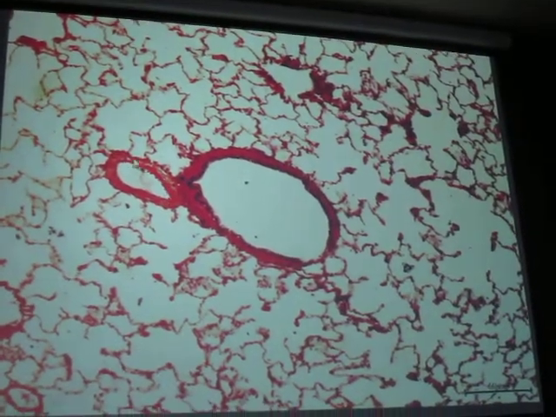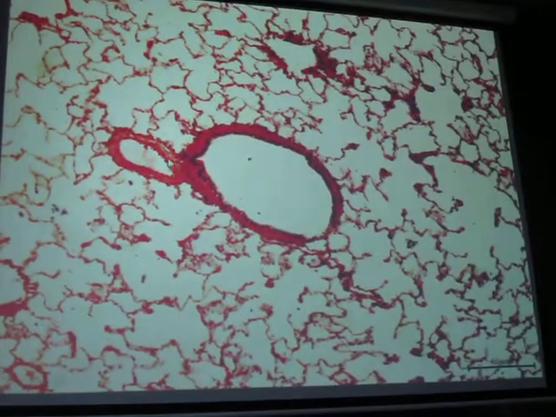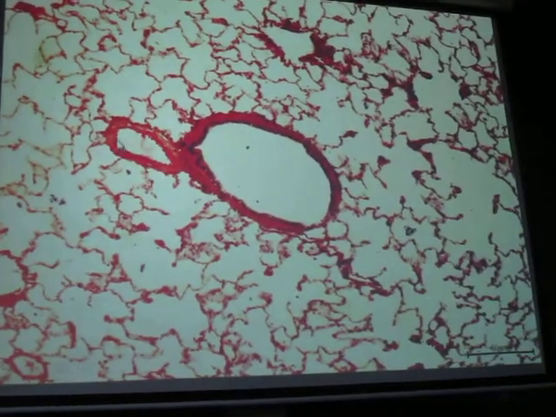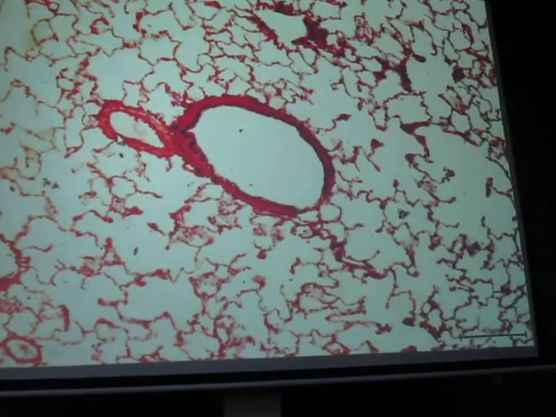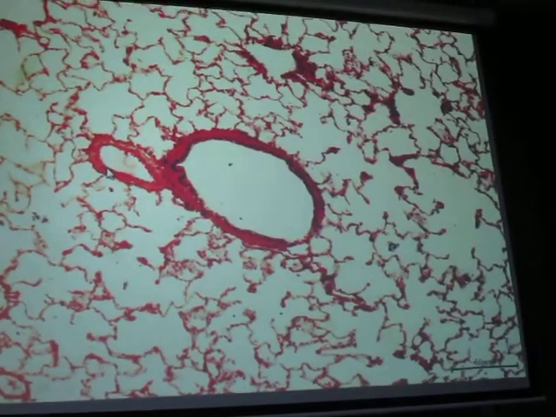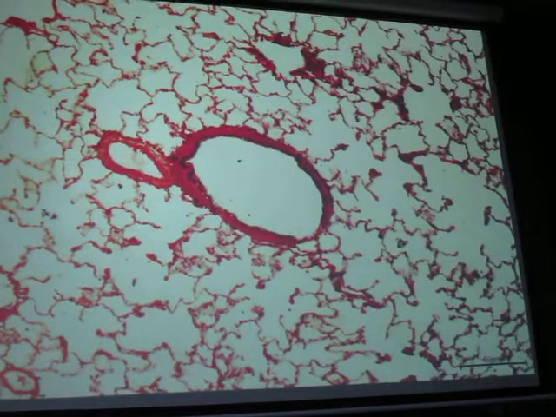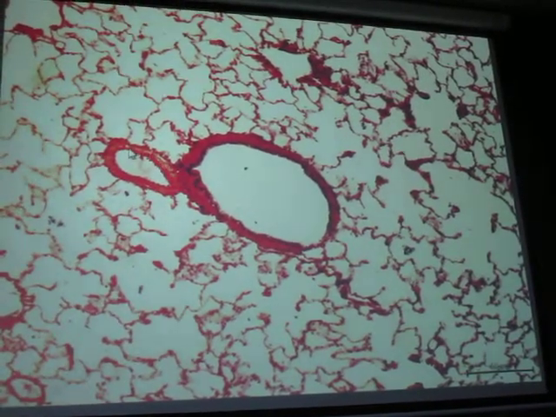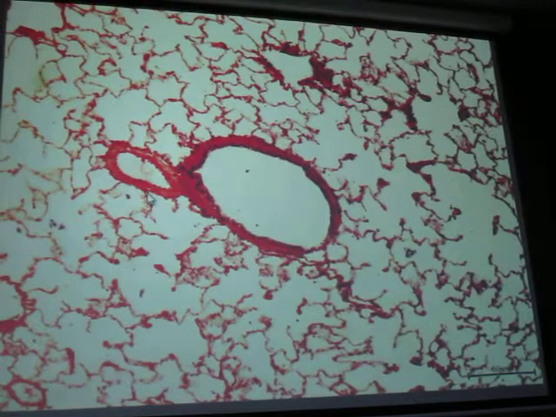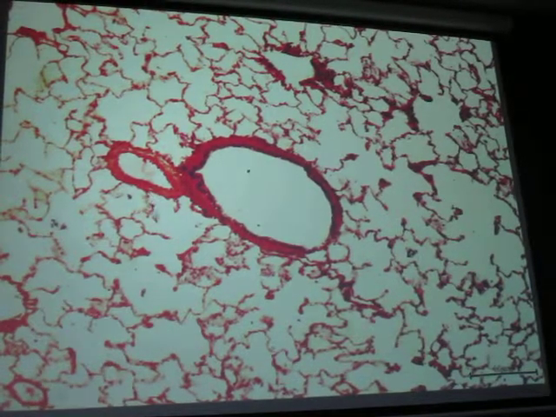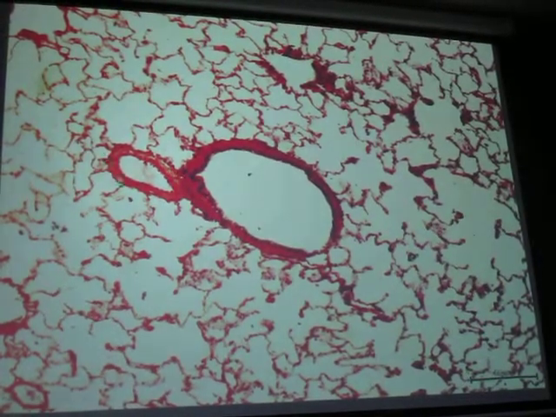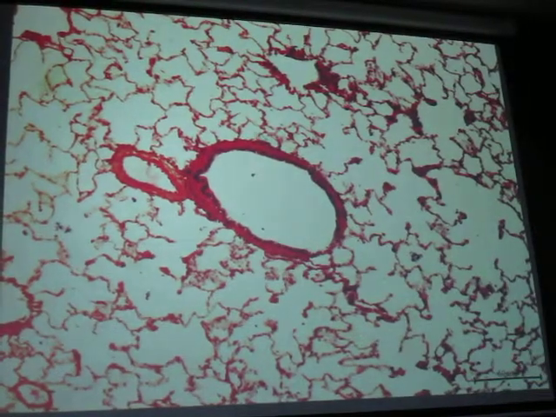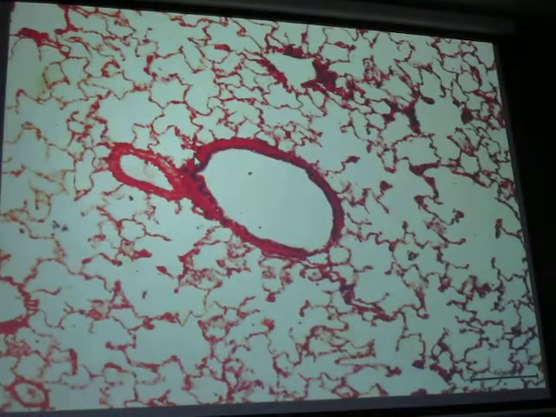Associated most of the time with the, what is this structure? Artery. Your pulmonary artery. So most of the time, the airway is accompanied by the pulmonary artery, but not the vein. Okay, and it is enclosed in the same investing connective tissue as the airway.